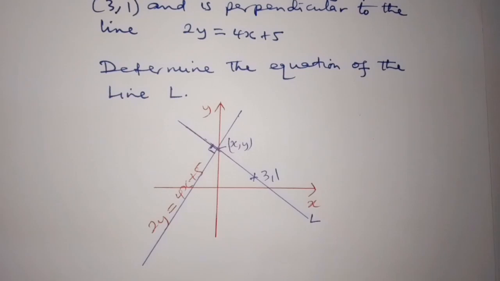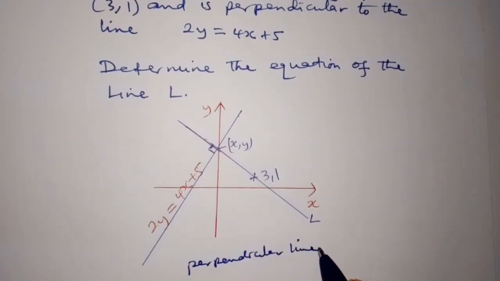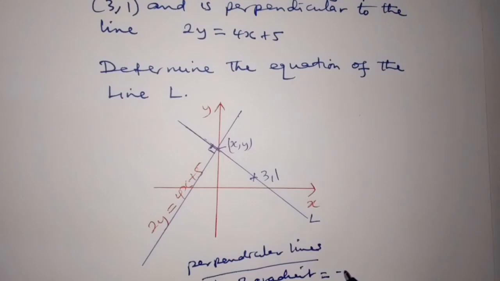So we know that for perpendicular lines, the product of the gradients of perpendicular lines is always -1. So we can get the gradient of 2y = 4x + 5. How do we find it?